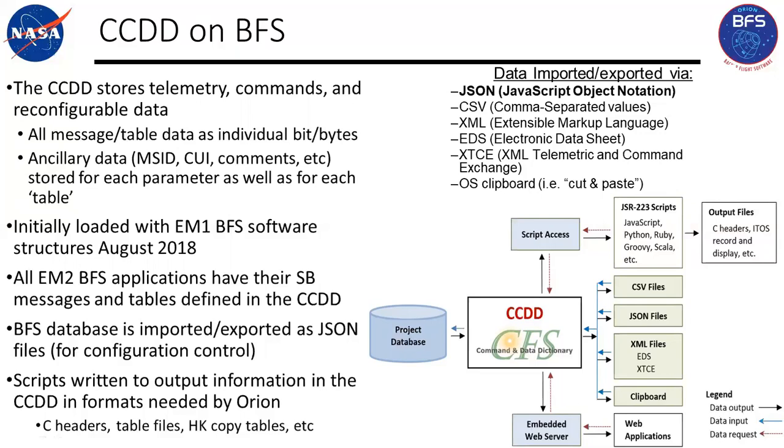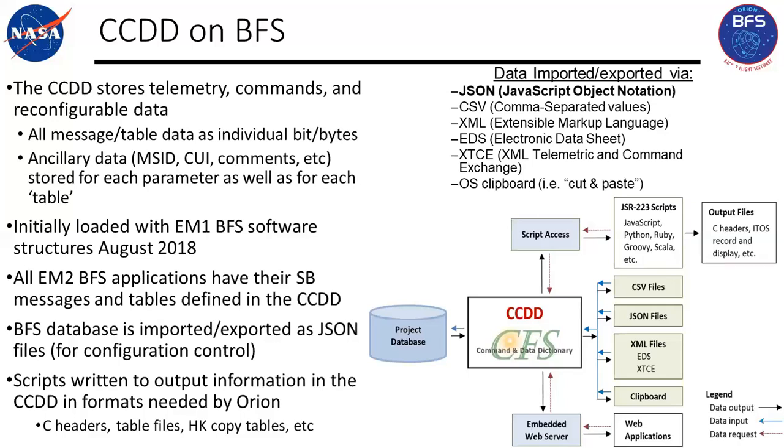And in addition to the table data for each message that goes on the software bus, all the bits and bytes of those messages, there's also ancillary data, like your MSIDs, GUIs, comments for your code, units, all that sort of stuff that can be stored for each parameter. It can be stored for a table. We initially started this with the EM1 BFS flight software structures that were being used back in August of 2018. We actually had an intern who was here over the summer, and as part of his work, he just basically imported everything that was currently in Orion BFS, all the messages that we were using, and put those into the CCDD.